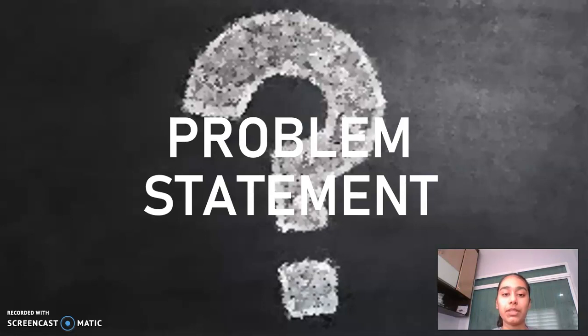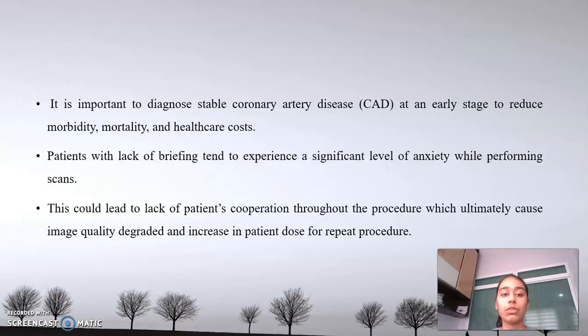Okay, so next we go to the problem statement. The first point is that it is important to diagnose stable coronary artery disease at an early stage to reduce morbidity, mortality, and heart healthcare costs. The next point is that patients with a lack of briefing tend to experience a significant level of anxiety while performing scans. When they're not given the proper briefing, their level of anxiety will usually increase because they are unsure of what is going on during the CTCA procedure.